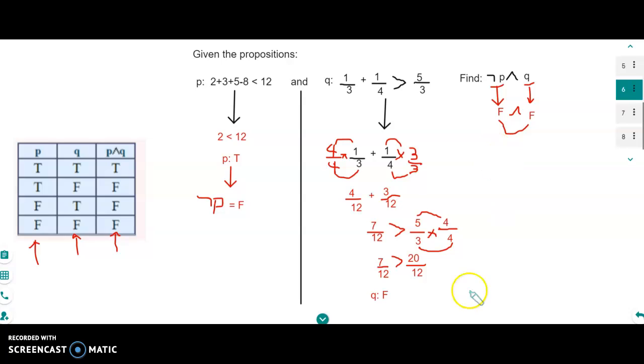In this case, the final answer is false. Okay, this is completely false. This is our final answer. All right. Okay, very good, guys.